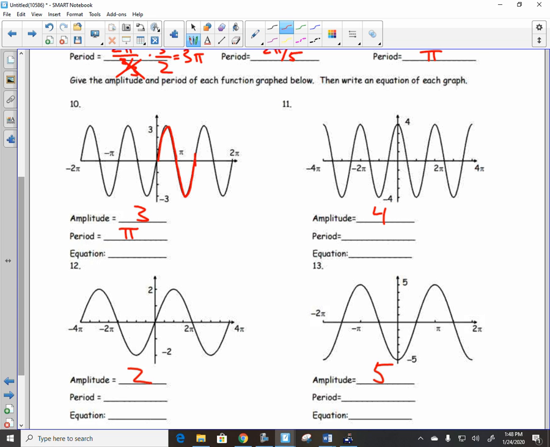Look at this one. This one starts up here, and when does it come back? So that's a full cycle for that graph. Yep, that's 2 pi. Good.